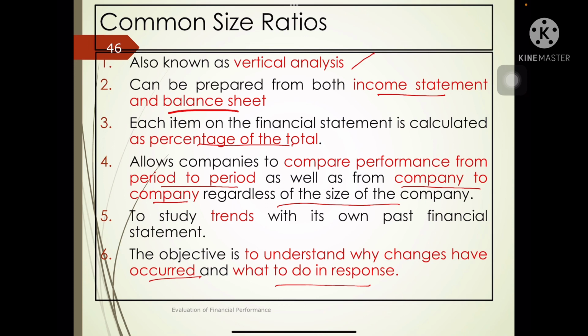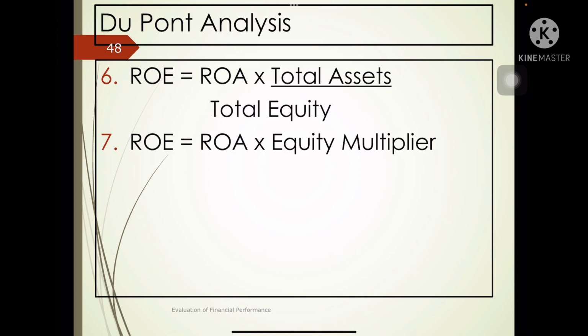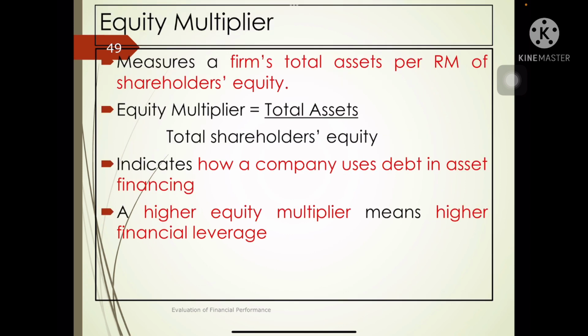So here, ROE equals net profit margin times total asset turnover, divided by 1 minus debt ratio, or equals ROA divided by 1 minus debt ratio. For the other formula for ROE, we can use ROA, return on asset, times total assets divided by total equity. So ROE equals ROA, return on asset, times the equity multiplier.